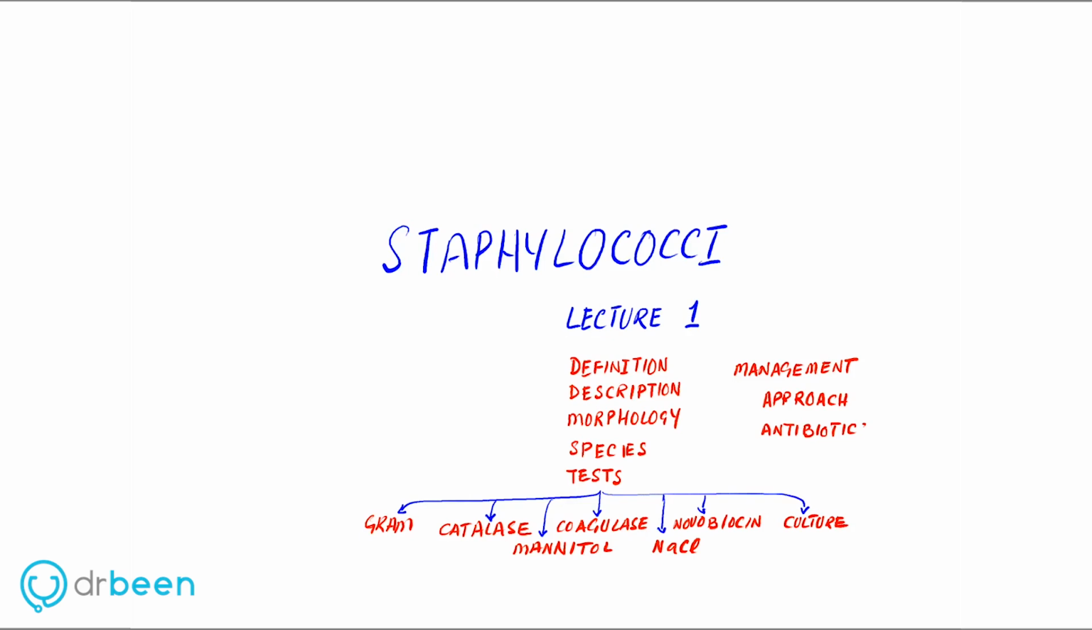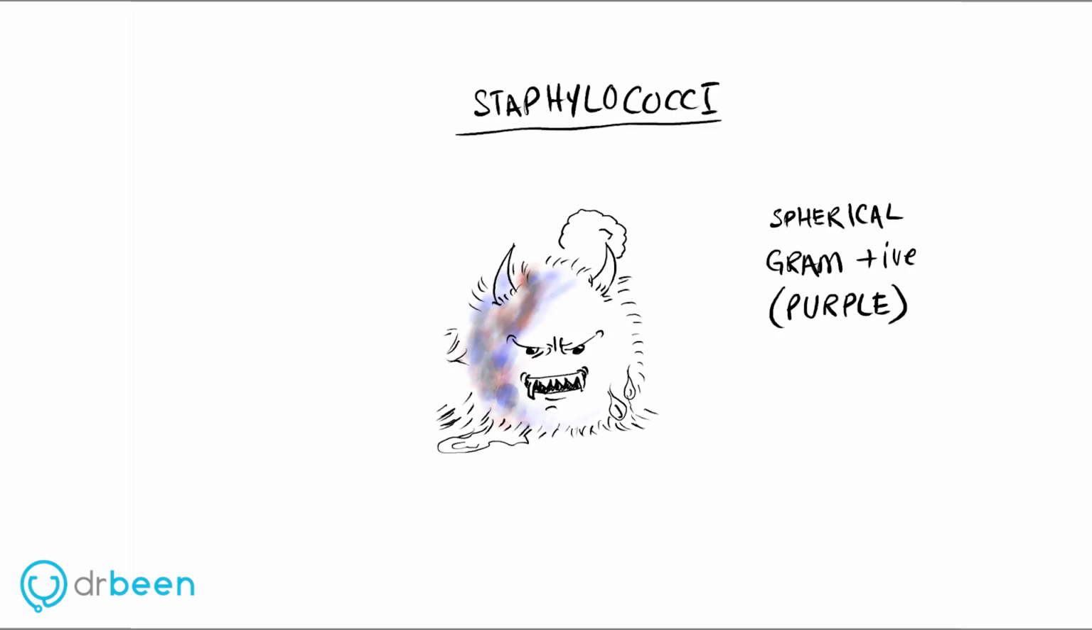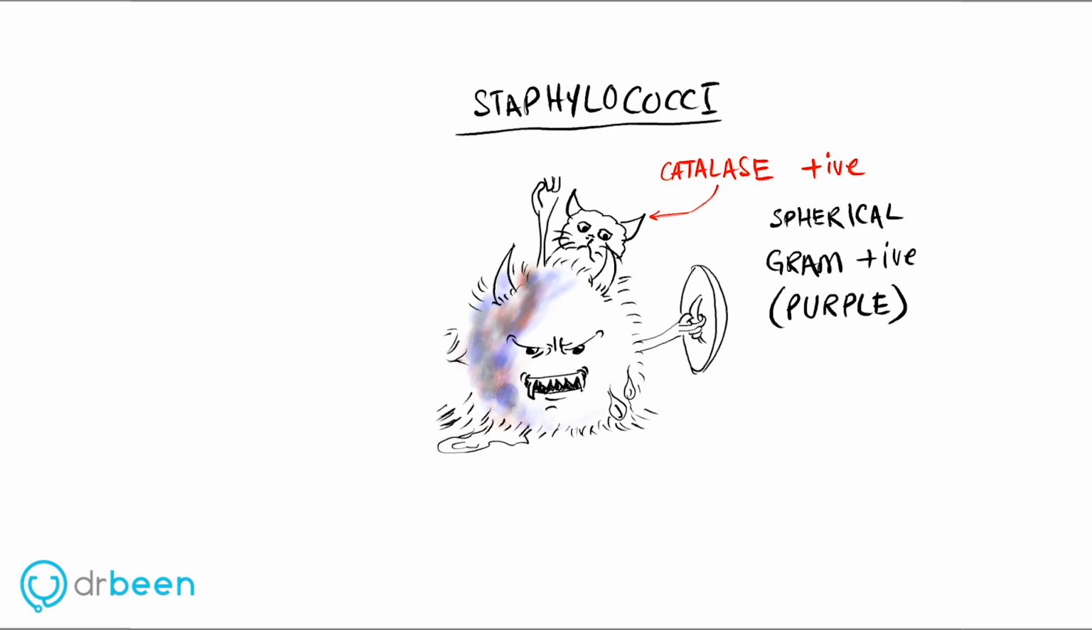So let's start. Staphylococci, this genera of bacteria, is based on the following common characteristics. These are spherical, gram-positive pathogens that lack endospores. They are catalase positive. Remember, streptococci were gram-positive, rounded, but catalase negative.